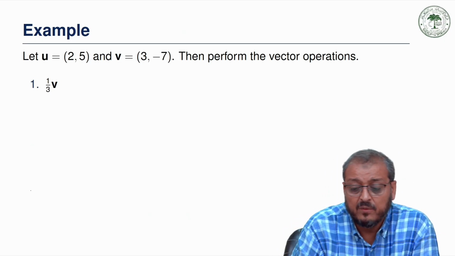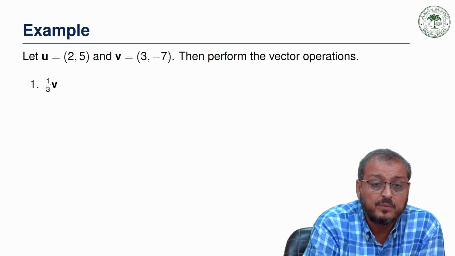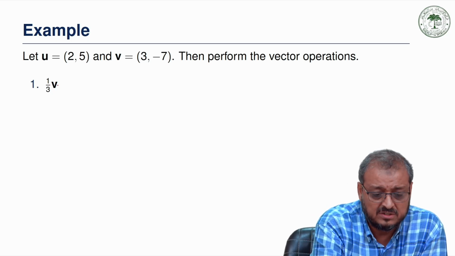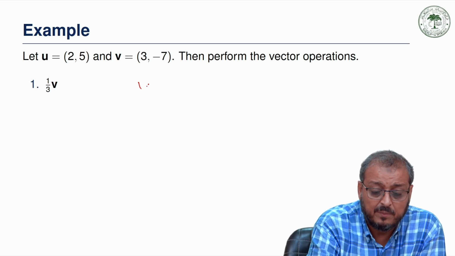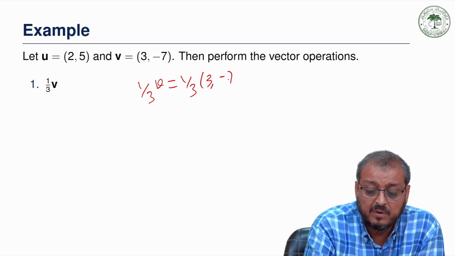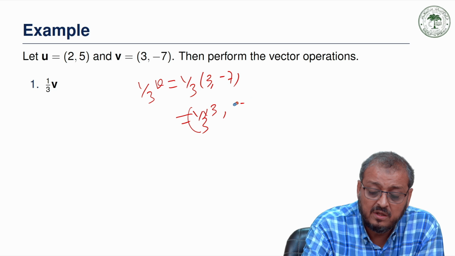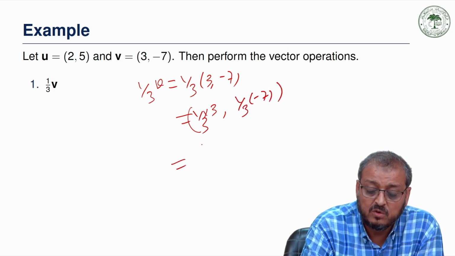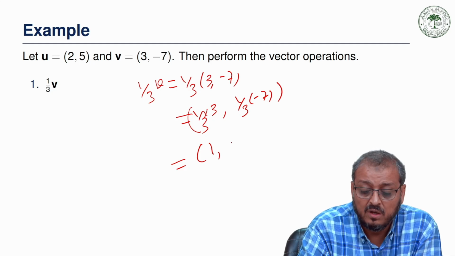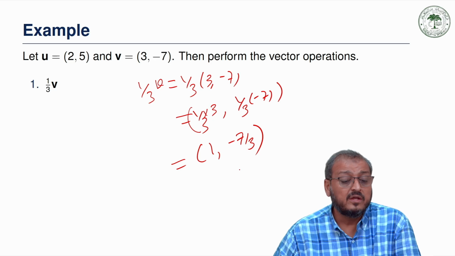So, this is simply we have some examples. If u is the vector of this, v is the vector of this, we have two operations, addition and multiplication. Here we have to multiply 1 by 3 with v, which is 1 by 3 times (3, -7). This is equal to (1 by 3 into 3, 1 by 3 into -7). So this is equal to 1 by 3 upon 3 is equal to 1, and this is equal to -7 by 3, in this form.